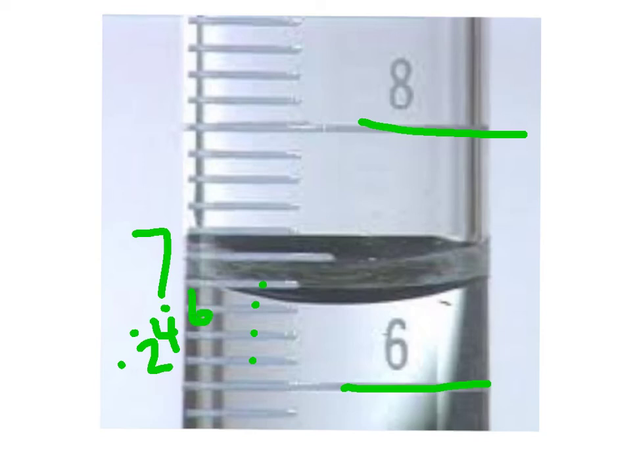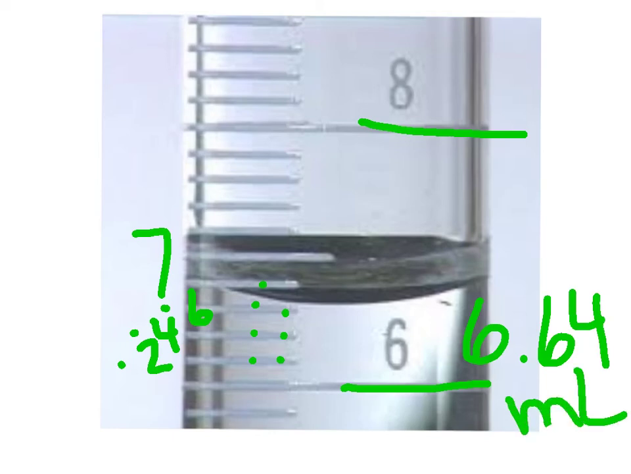So now when we read this, I know that it's more than 6, but less than 7. I can tell for sure that we're over 6.6, and so we're in between 6.6 and 6.8, so I need to estimate. I'm going to say 6.64 milliliters. All right. So there are some practice ones for you to see how we're going to read these.